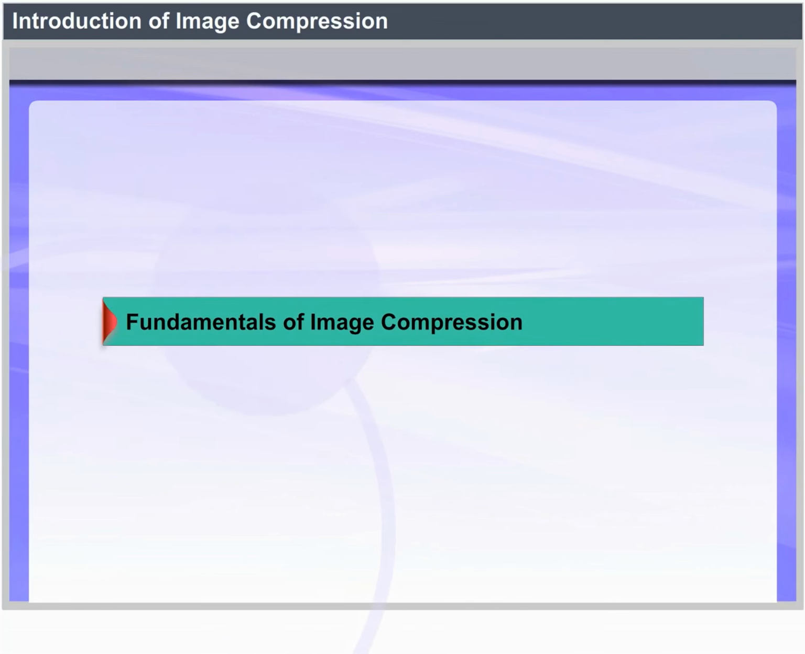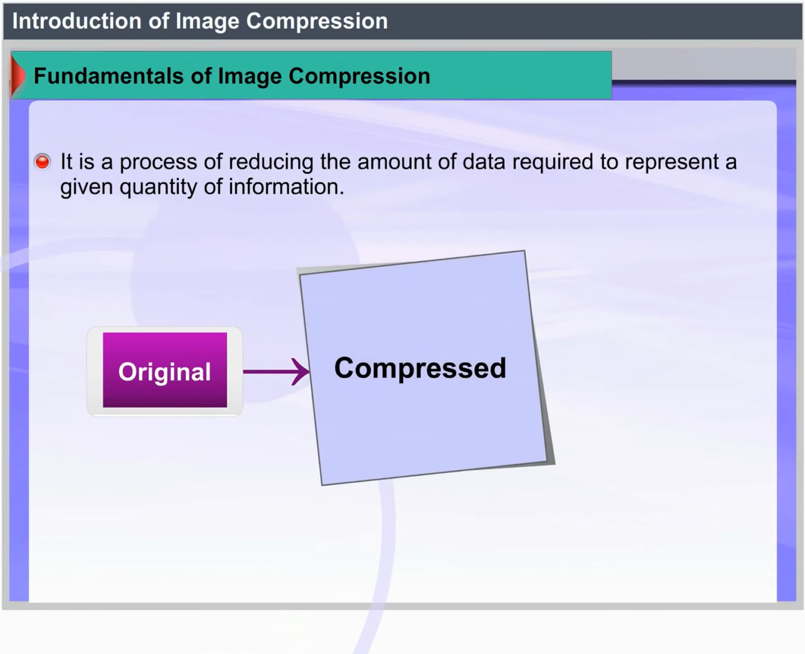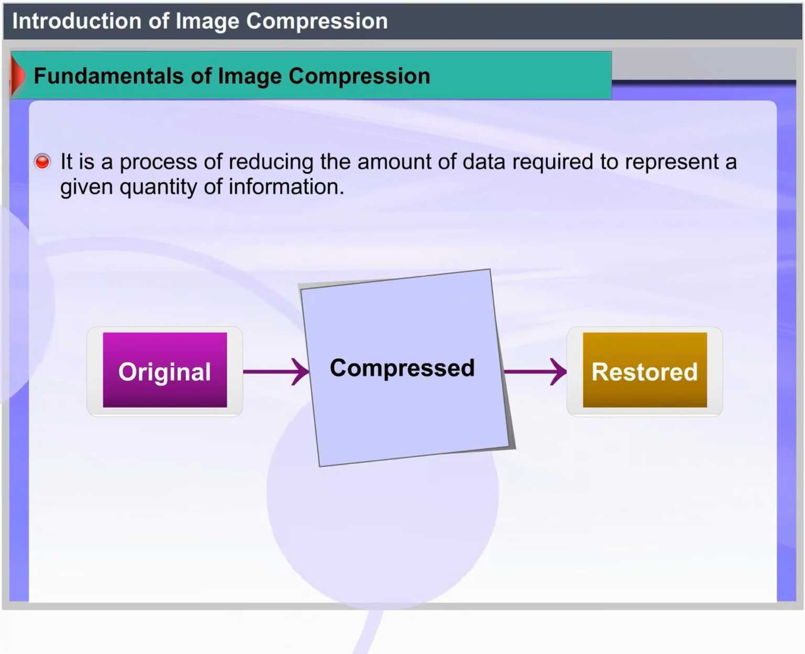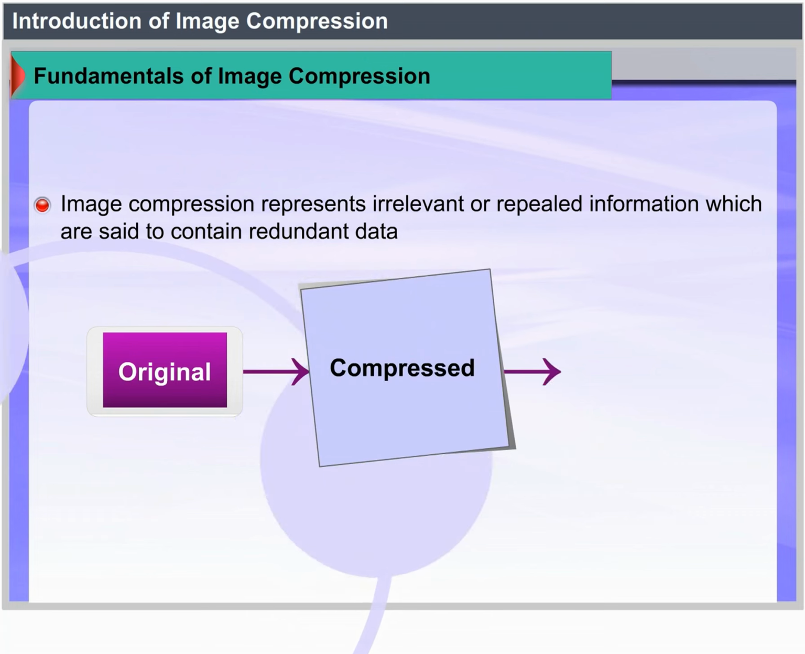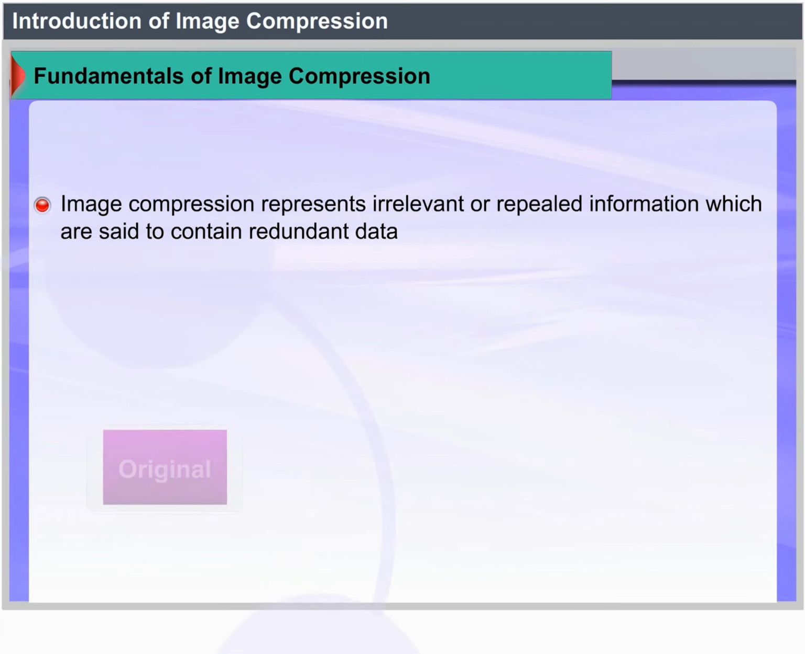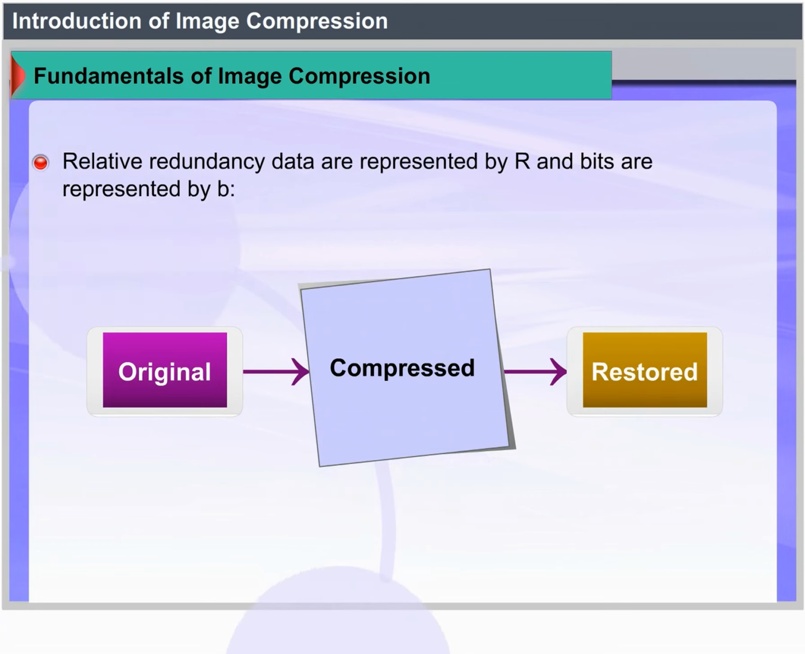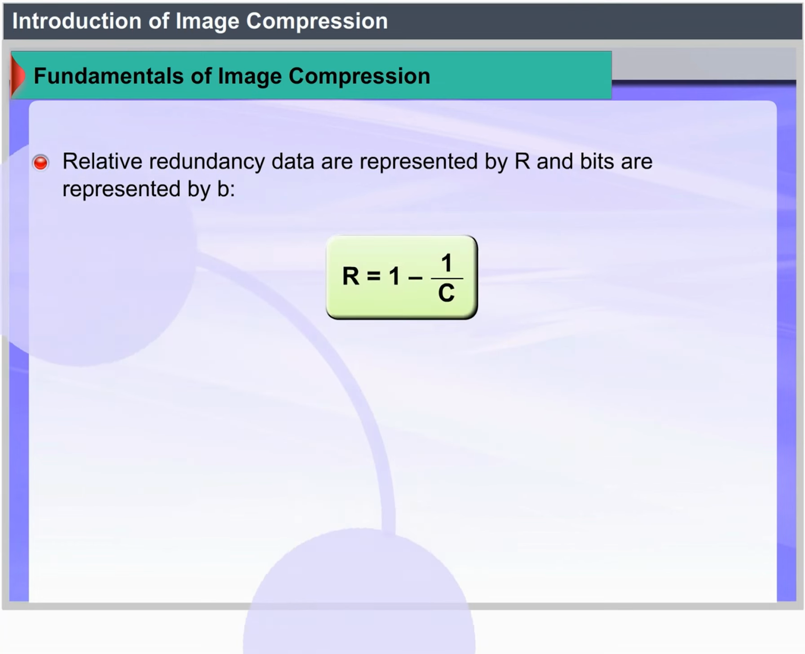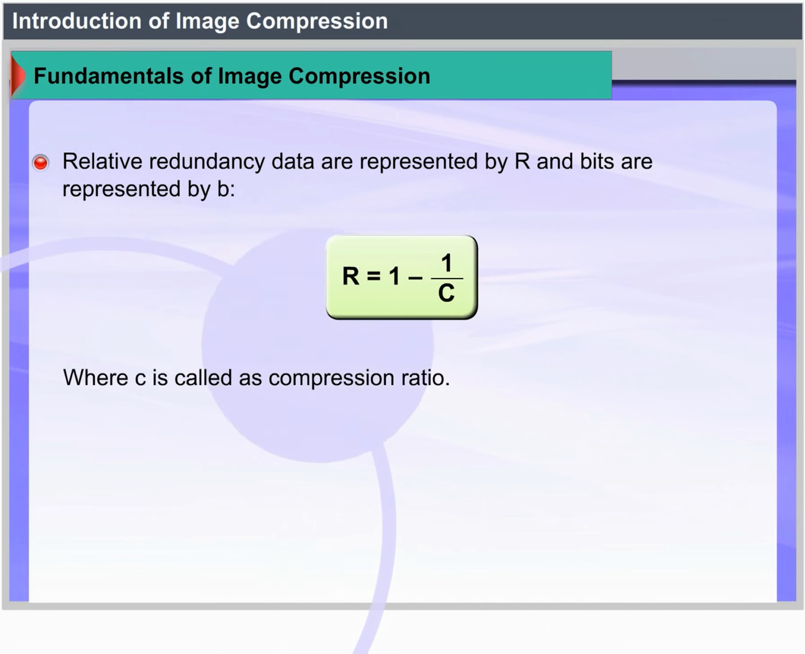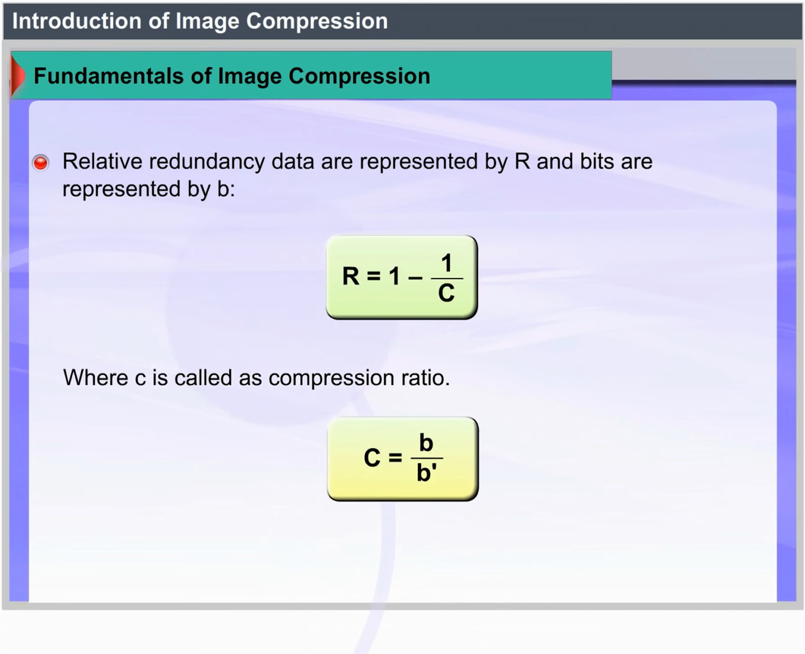Image compression fundamentals. Compression is the process of reducing the amount of data required to represent a given quantity of information. Irrelevant or repeated information is said to contain redundant data. Relative redundancy of data is represented by R and bits by B. R equals 1 minus 1 by C, where C is called the compression ratio. C equals B by B dash.